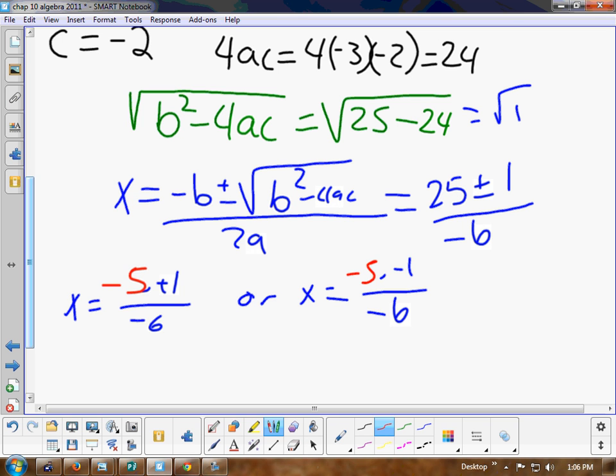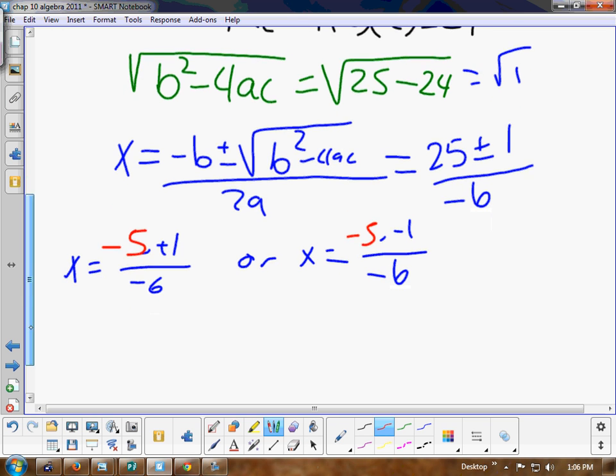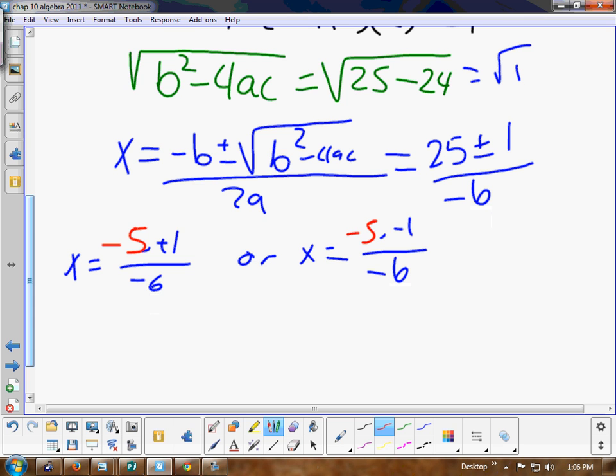Negative 5. I'm sorry. Okay, so now you have calculator work. This is going to be negative 5 plus 1, which is negative 4 over negative 6. And then here you're going to have negative 6 over negative 6, which is 1. Negative 4 over negative 6 you would do on your calculator. Can somebody do that for me?